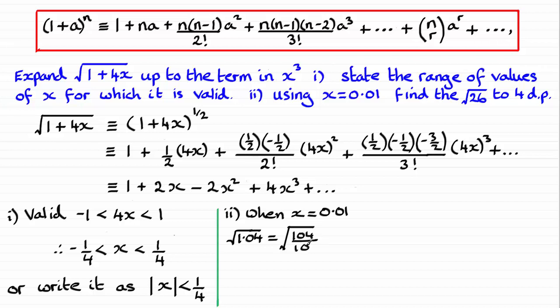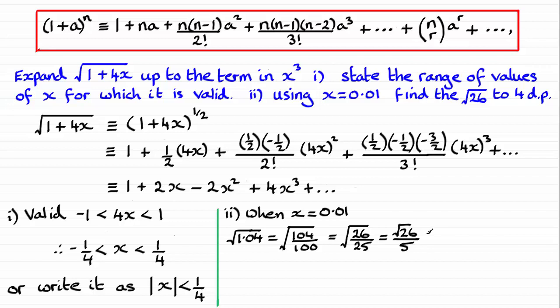So that leads us to cancelling top and bottom by 4. And it's at this point you might start to see 26 coming into this, because 104 divided by 4 is 26 and 100 divided by 4 is 25. And so this is exactly the same as the square root of 26 over the square root of 25. But we know the square root of 25, it's 5. So there's our root 26 there.